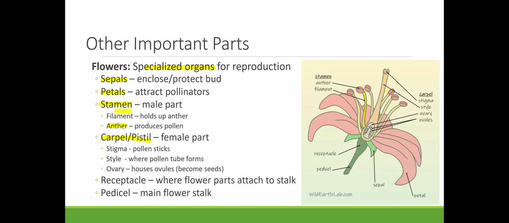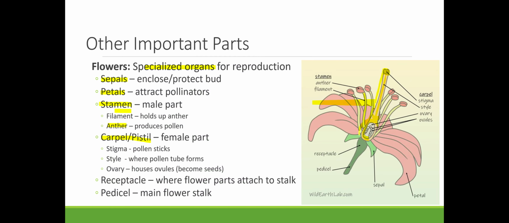And then we have the female part. Now the female part has three parts to it. Okay, so this whole thing here is the carpel or the pistil. Up at the very top, you have a sticky stigma, and that's where the pollen is going to stick in order to initiate reproduction. So the pollinators could drop it off, or the wind could blow the pollen onto the sticky stigma. And then that's going to cause a pollen tube to form down this long stalk known as the style. So the style is just kind of the stalk between the stigma and the ovary. And that's where the pollen tube is going to form as that sperm travels down to the ovary.